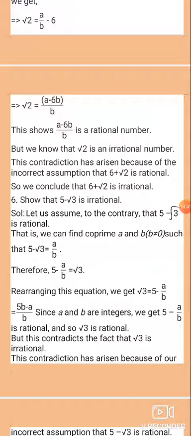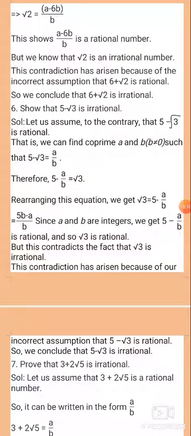Rearranging this equation, what do we get? Root 3 is equal to, cross multiply, 5b minus a, the whole divided by b. Since a and b are integers, we get 5 minus a by b is rational. So root 3 is also a rational number. Now this contradicts the fact that root 3 is irrational. This contradiction has arisen because of our incorrect assumption that 5 minus root 3 is rational. So we conclude 5 minus root 3 is irrational. So same steps for all the other questions.